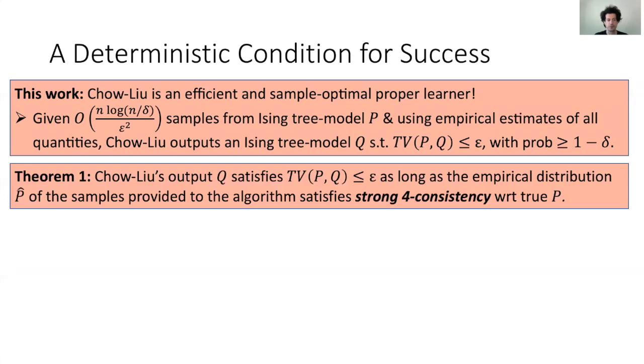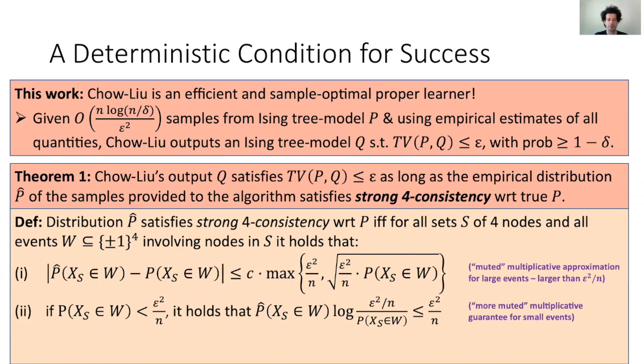Specifically, we show that the output of Chow-Liu will be epsilon close in TV to the true model, as long as the empirical distribution over the sample provided as input to the algorithm satisfies a deterministic condition with respect to the true distribution. This deterministic condition is called strong 4-consistency.